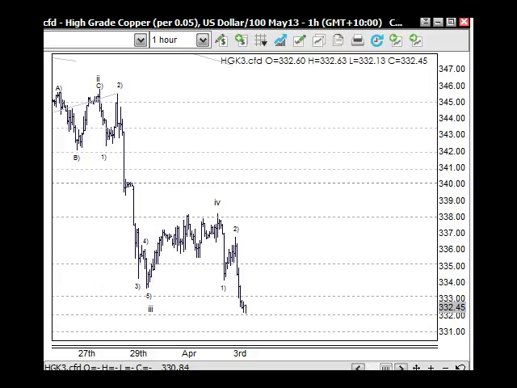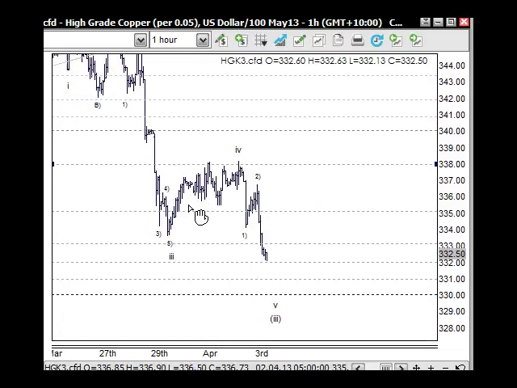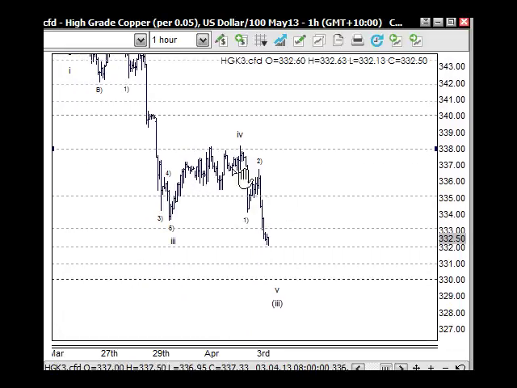Okay, just starting with copper here. Yesterday we were looking at this wave 4 coming back up through here. The 38.2 retracement level, I think, was pretty much spot on to the $3.38 here.